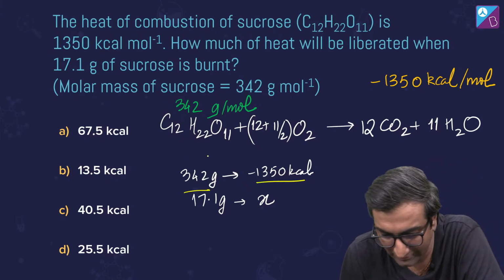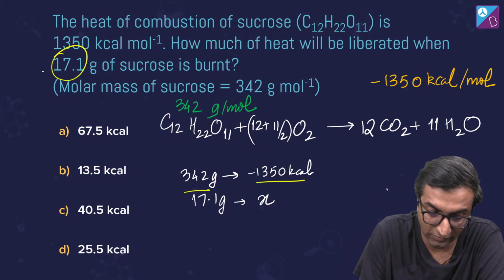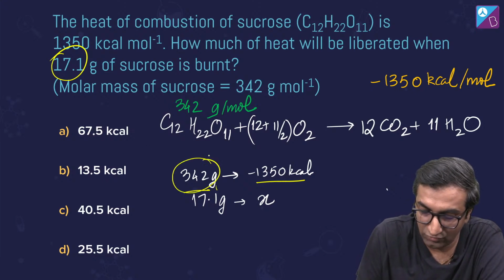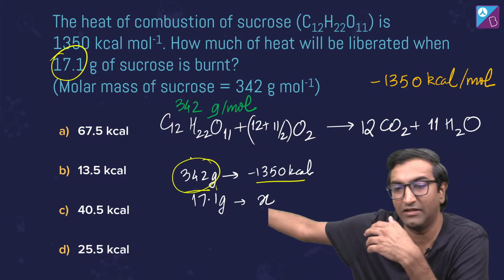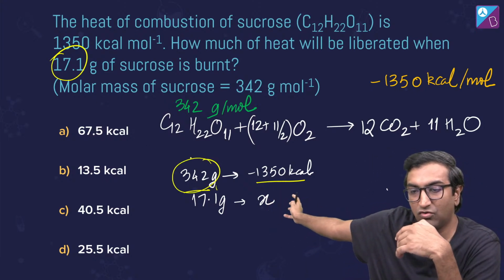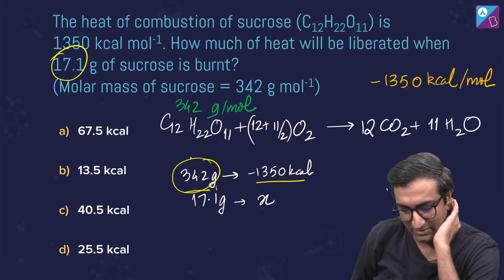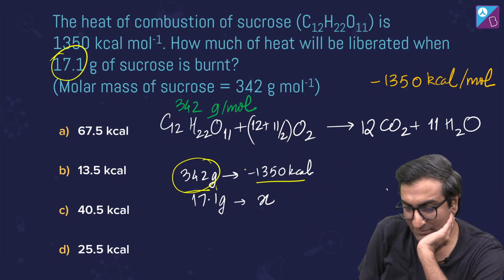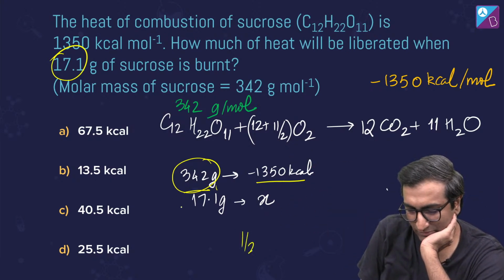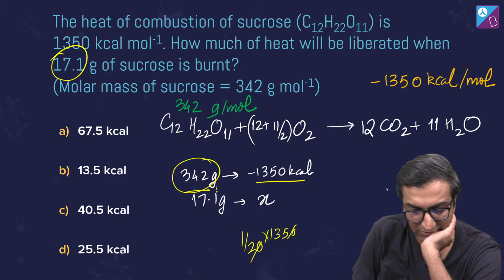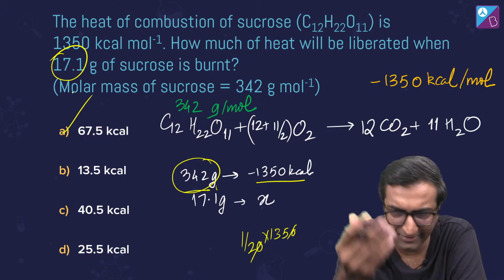But luckily you don't care about oxygen this one. हम लोग सिर्फ इस पे फोकस कर रहे हैं, ठीक है. तो 342 ग्राम, this unitary method ना, 342 ग्राम देता है 1350 किलो कैल. तो 17.1 ग्राम कितना देगा? Well, luckily, looks like it's just 1 by 20 times. It looks like it's just simply going to be 1 by 20 into 1350. I think that's all we've got to do. And this is 67.5. This is the answer. A, right?